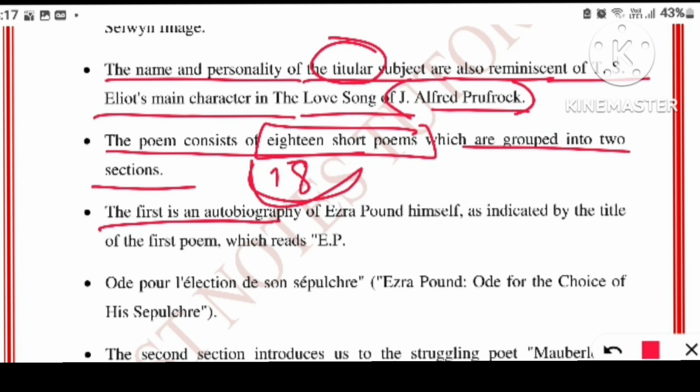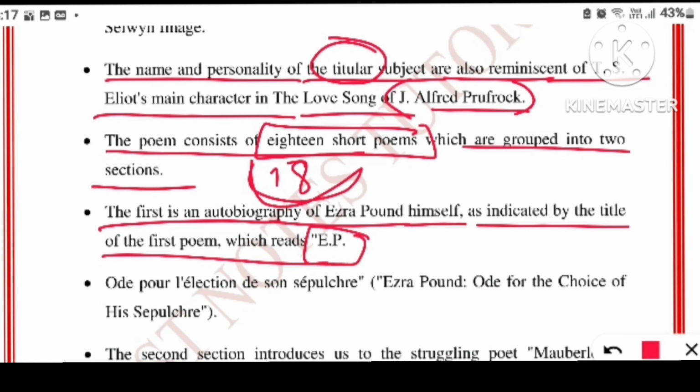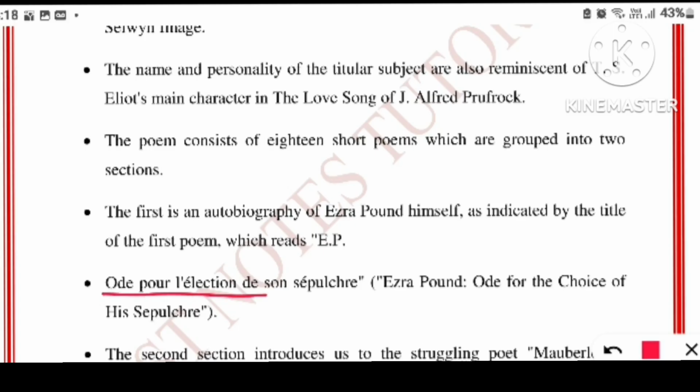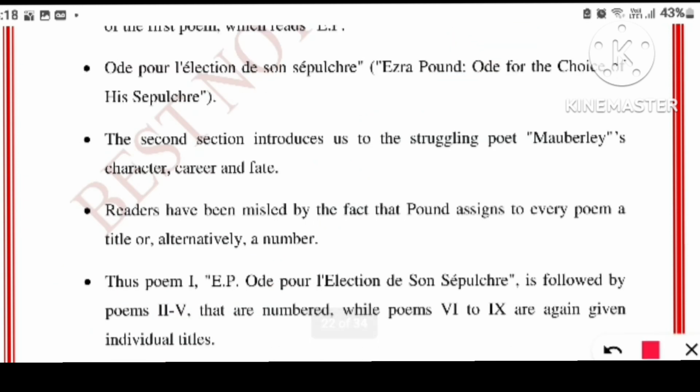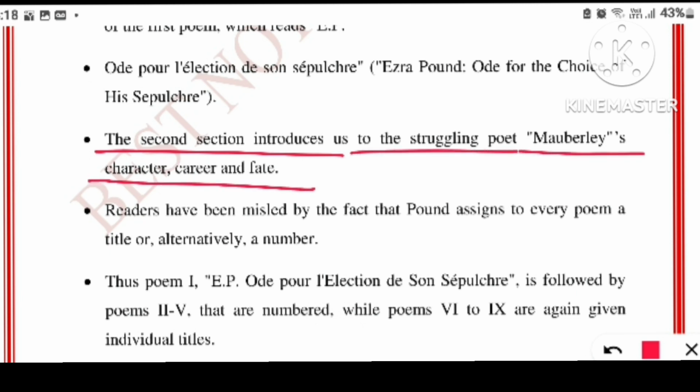The first is an autobiography of Ezra Pound himself, as indicated by the title of the first poem, which reads E.P., Ode pour l'election de son sepulchre. Ezra Pound, ode for the choice of his sepulchre. Now see, this is the topic under which he wrote the poetry. The second section introduces us to the struggling poet Mauberley's character, career and fate.